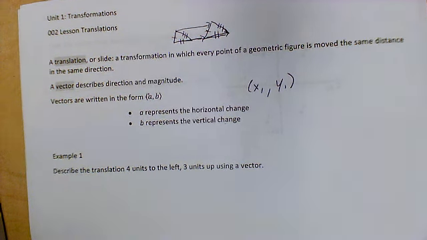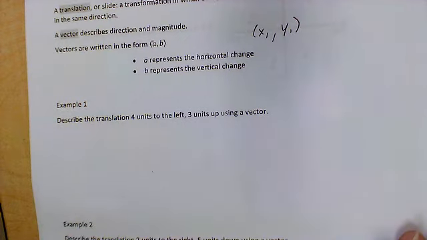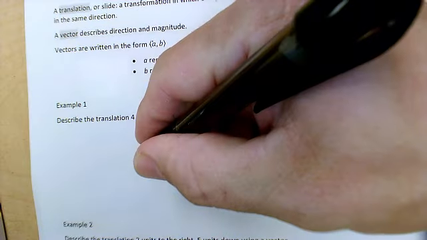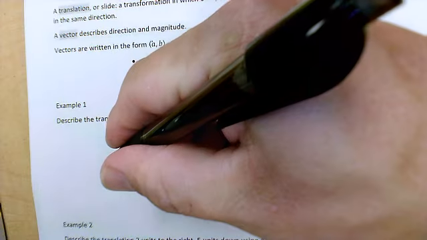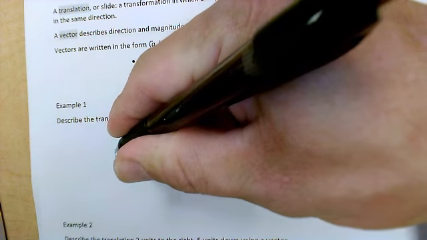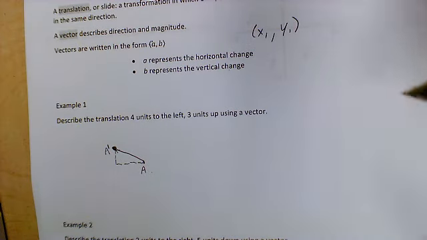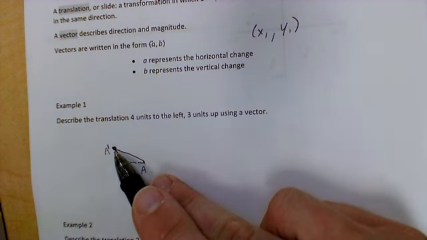So now in example 1, we're going to describe the translation 4 units to the left and 3 units up using a vector. First I'm going to make a sketch of what this would look like. If I have point A right here, and I'm going to go 4 units to the left and then 3 units up, my new point would be translated to right here. We would call this A prime. We'd denote it with an apostrophe. Now think of this as your origin, more or less, and this is your new location.